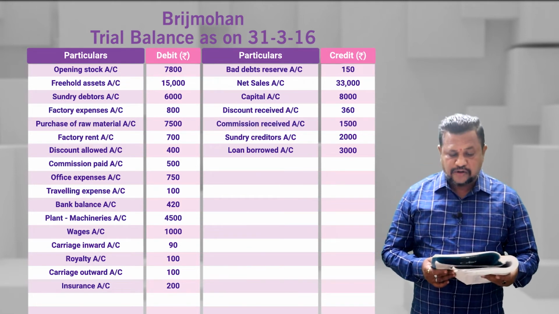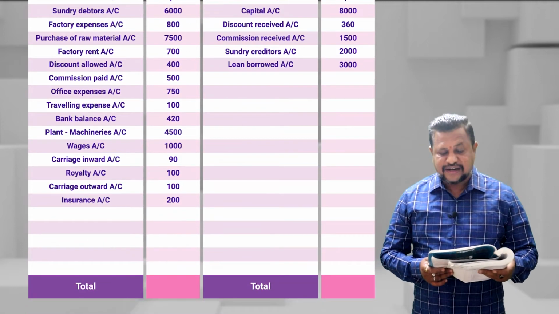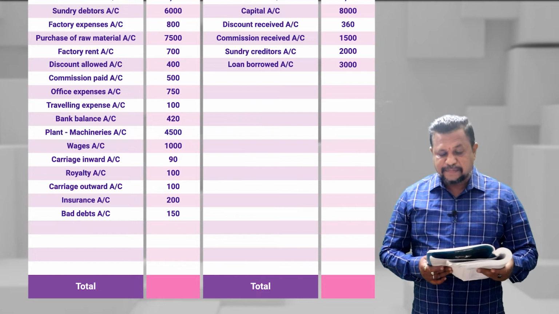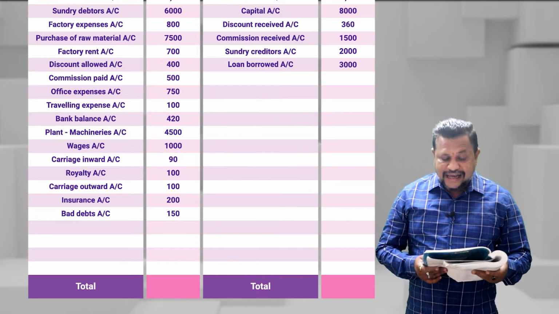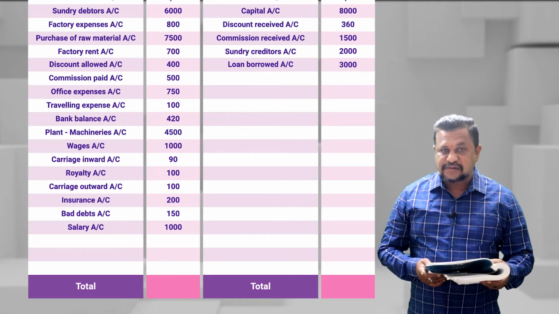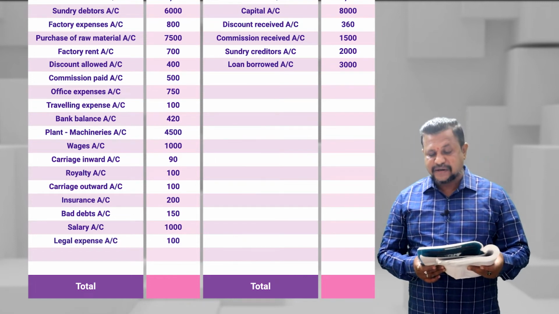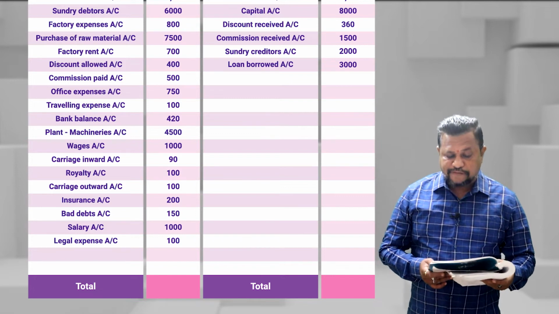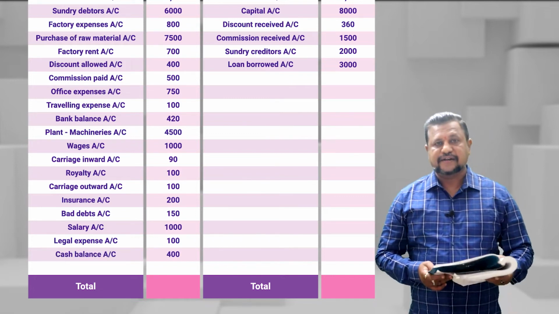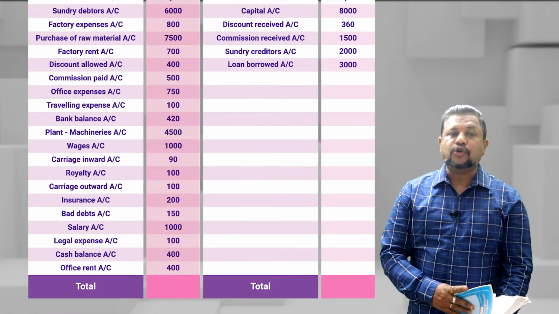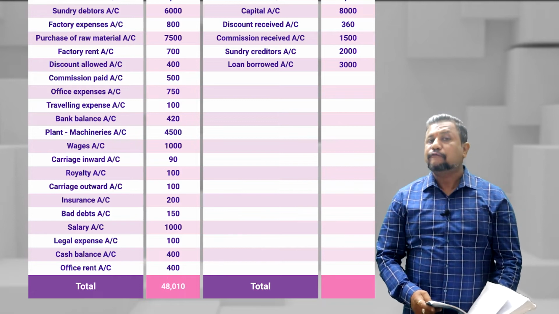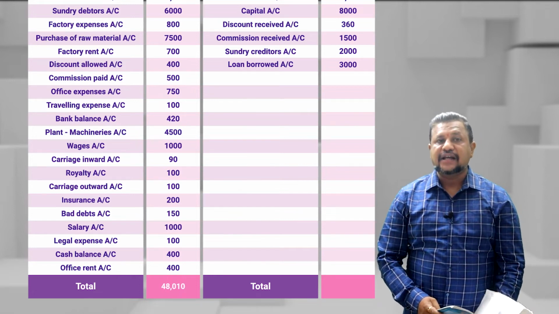debts is a loss and losses are debited, debit side 150, salary is an expense debit side 1,000, legal expense is an expense debit side 100, cash balance is a current asset debit side 400 and office rent is an expense debit side 400. If you take the debit total of the trial balance, it will be 48,010, 48,010.